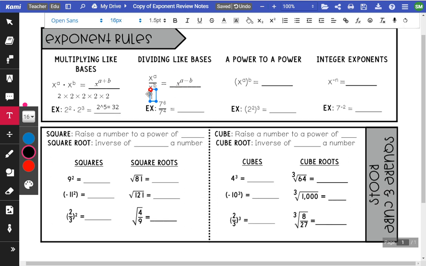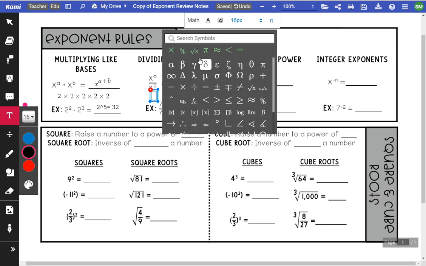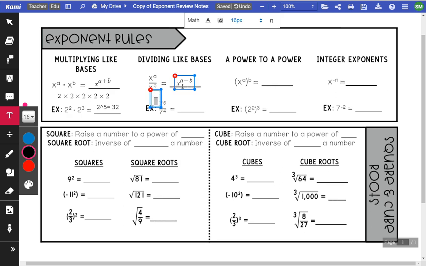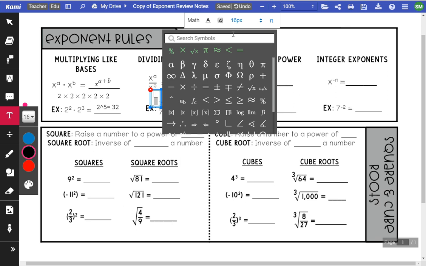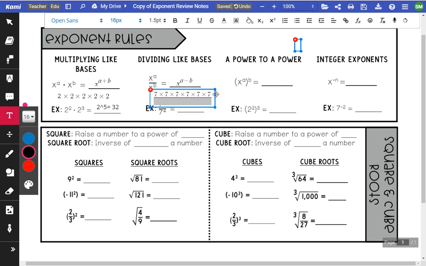This is why. This is what it looks like when I write it out. I've got 7 to the 6th power over 7 to the 4th power, or divided by. So I'm going to need a fraction. There's my fraction. All right, on the top of this, I have 6 7's multiplied together. So I'm going to do 7 times 7 times 7. That's 3, 4, 5, 6. There we go. 1, 2, 3, 4, 5, 6 7's multiplied together.